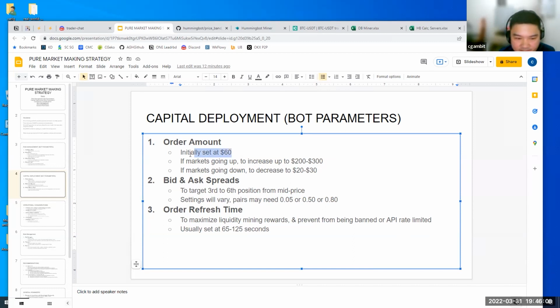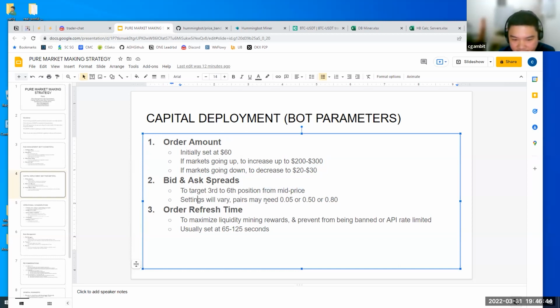So we initially set this to 60, and then if the market is going up, we increase up to 200 to 300, or up to, let's say, $600 for the whole amount. And if the market is going down, we decrease to 20 to 30. So this is how we deploy our capital. And then for the bid and ask spreads, we try to target 3rd to 6th position from mid price.